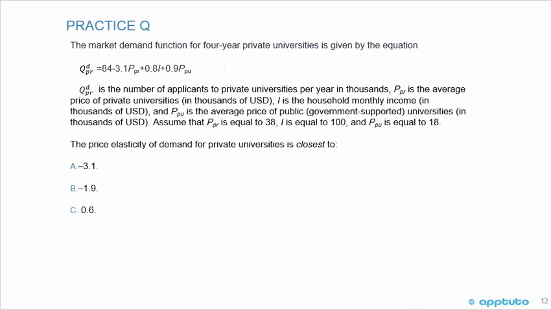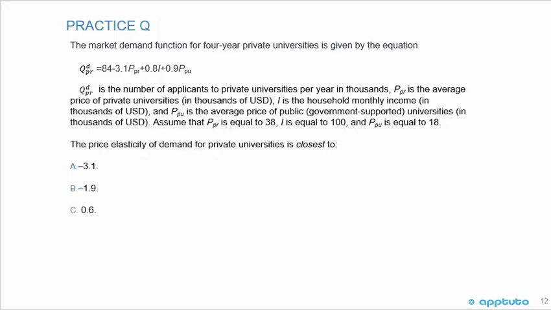Okay, recall that the LOS is calculate and interpret price, income, and cross-price elasticities of demand and describe factors that affect each measure. So we've gone through the theory, now we've got to get into the practice and do the calculation. So here's a practice question. The market demand function for four-year private universities is given by the equation QD_PR equals 84 minus 3.1 P_PR plus 0.8 I plus 0.9 P_PU.